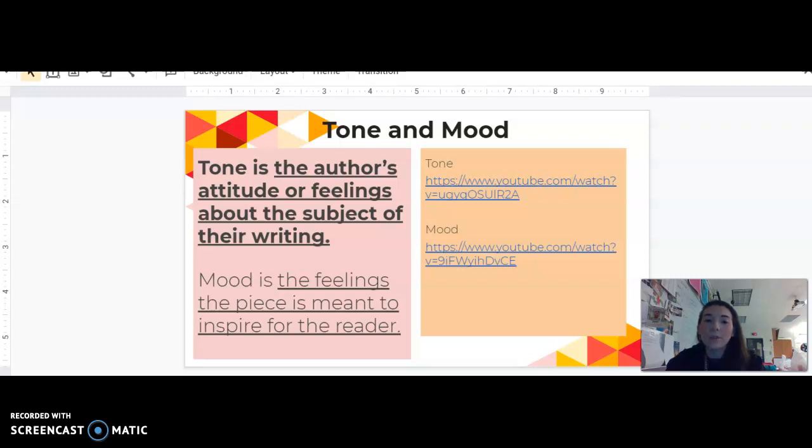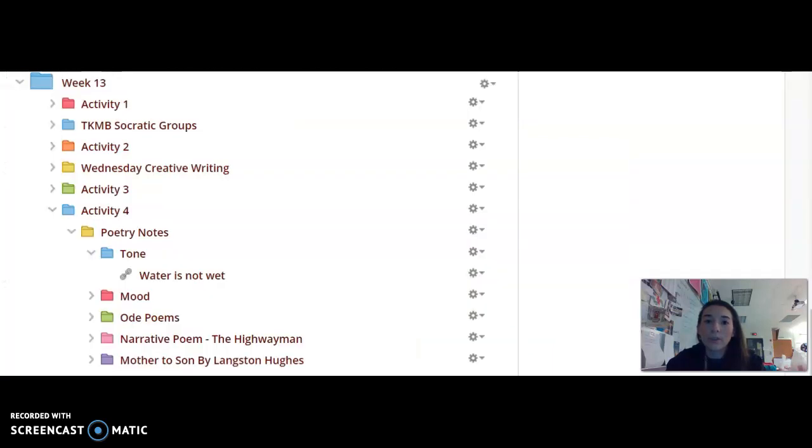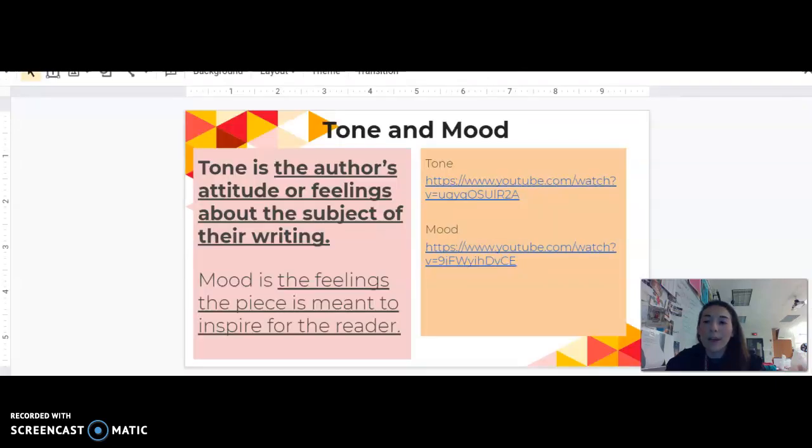The next thing we're going to be talking about is mood. Mood is the feelings the piece is meant to inspire for the reader. So although tone is the author's feelings, mood is what you feel as a reader that you have been inspired to feel. So once again, if we go over to our Schoology page, in the red folder that says mood, there is a short video called The Present. I would like you to go watch that video after pausing the Edpuzzle, and then come back, answer some questions, and document it in your notes.